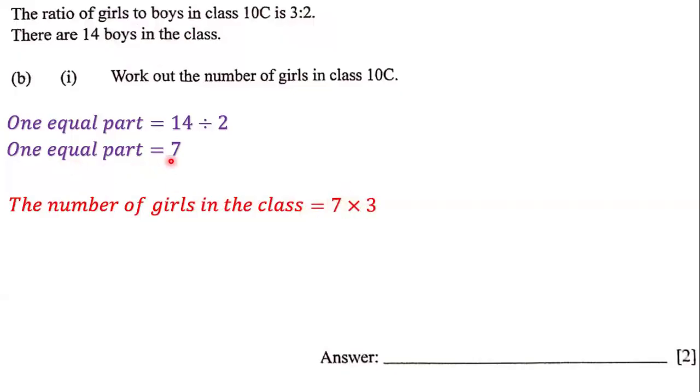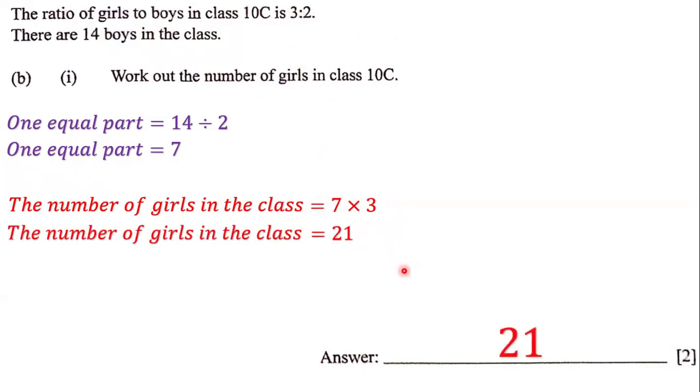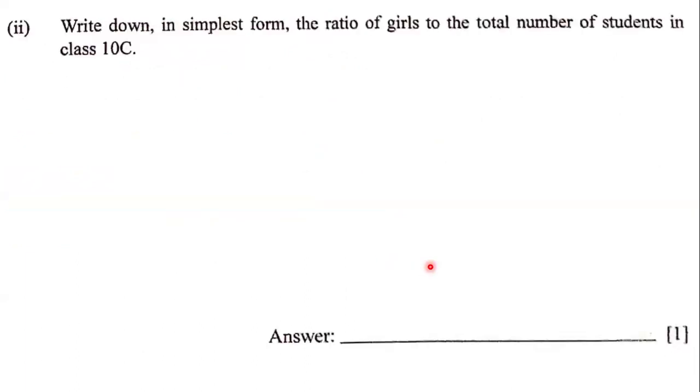7 because it's one equal part, and 3 because the number of girls in the class accounts for 3 equal parts. And so we have 7 times 3, and 7 times 3 gives us 21. And so that means that there are 21 girls inside the class.